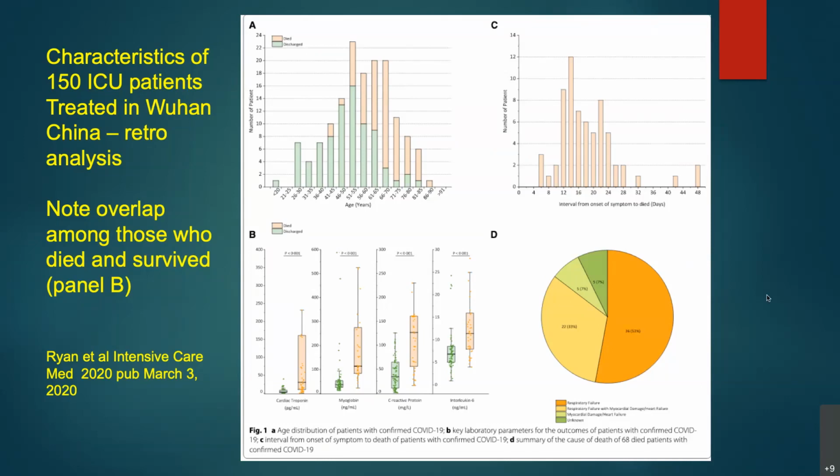We know the Chinese did measure troponin in a number of these cases and found that the heart was either directly damaged by the virus, or damaged because of hypoxemia or other things. We don't really know, but we know the heart is a victim in some of this as well.